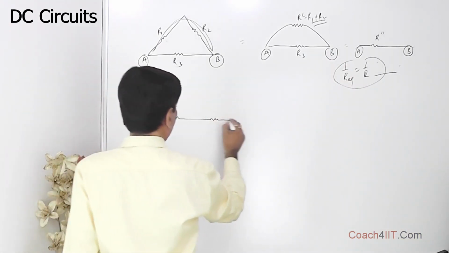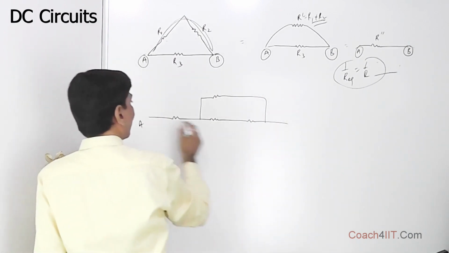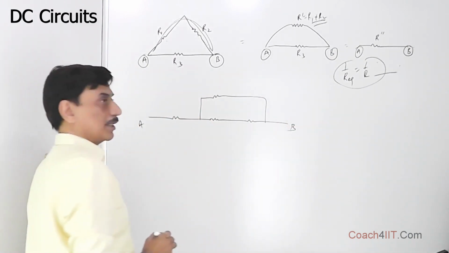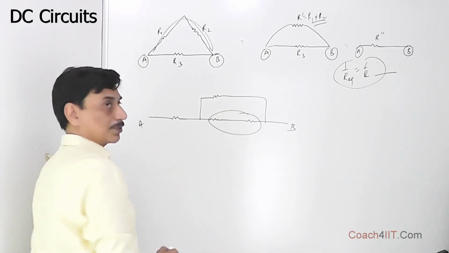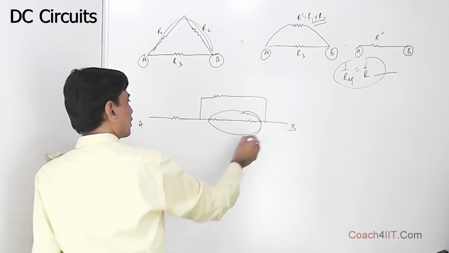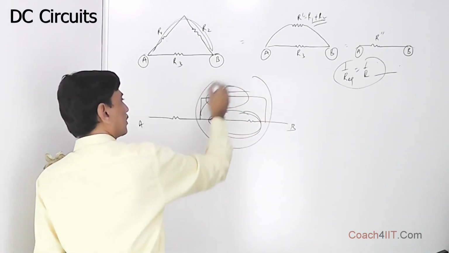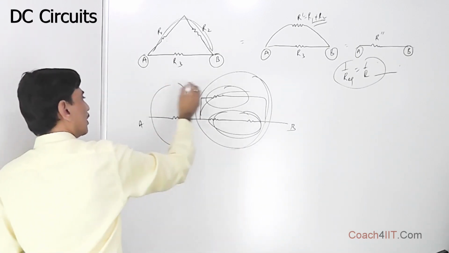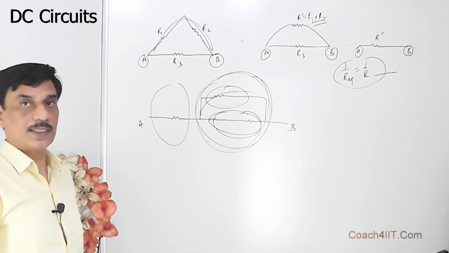If we have, let's say, something like this. This is A and B. If we have to find the equivalent resistance between A and B, we see that these two resistors are in series. This and this resistor are in parallel. We can find the equivalent resistance of this. And then this and this are in series, and we can find the equivalent resistance.